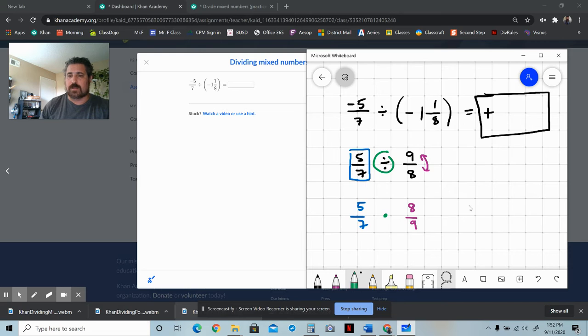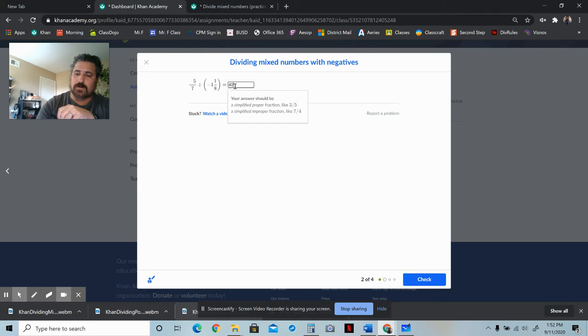Now you're going to look for any common factors in top and bottom that you can cancel. 5 and 8 don't have any common factors with 7 and 9, so then you just multiply across the top and bottom, and you get 5 times 8 on top, and you get 7 times 9 on bottom, and that's going to be worth 40 on top and 63 on bottom. So 40/63 is your answer. So that's why we have the positive in the box. We know it's a positive answer. Can't lose our sign. It's 40/63. So let's go over here and put in 40/63, and now we're good.